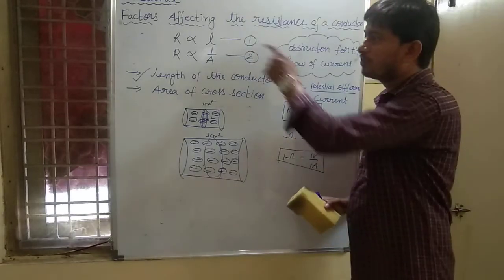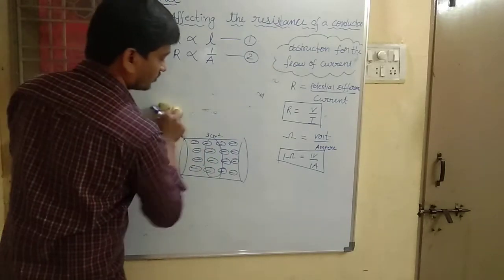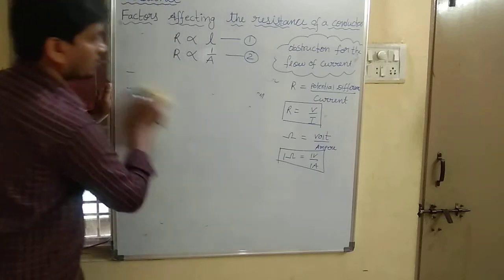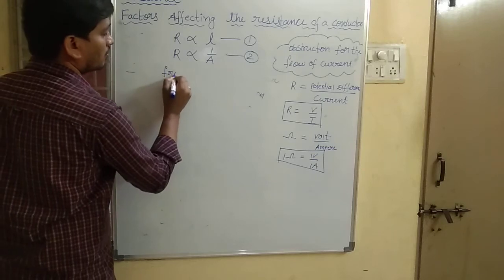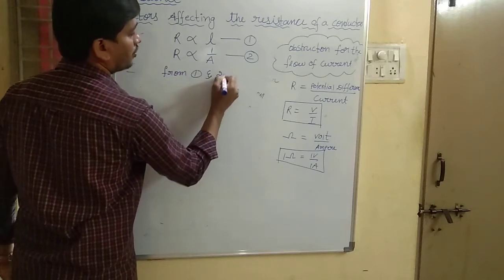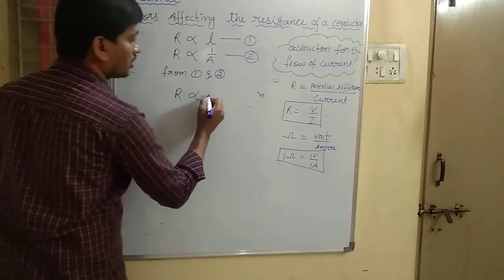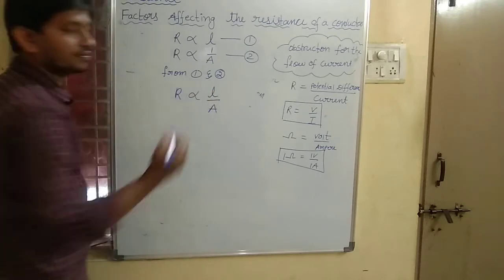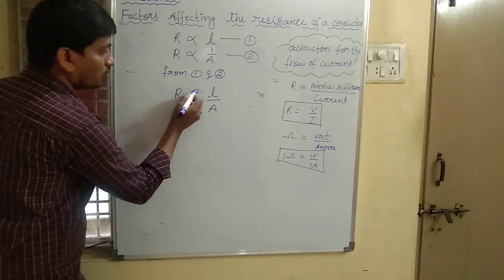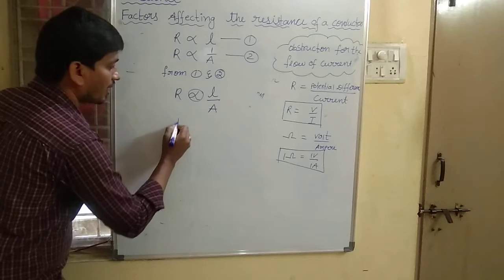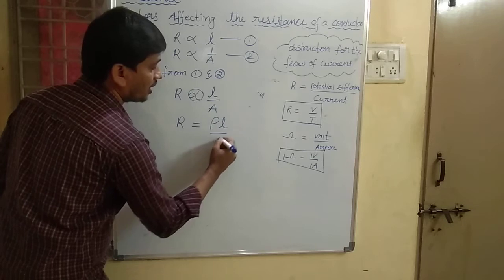Now from equation number 1 and equation number 2, I can write R is directly proportional to L by A. Let me remove this directly proportional symbol. Then I can write R equal to rho L by A.